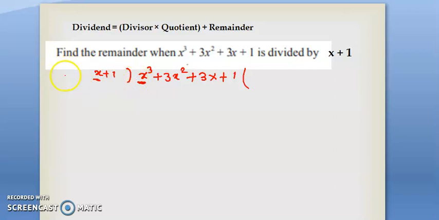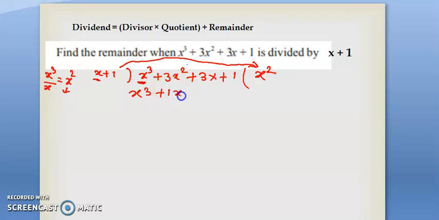The first term of the dividend is x cube divided by the divisor x, the answer is x square. This is our quotient, so I will write here x square. Now x into x square will be x cube. Now we multiply 1 with this, so 1 into x square is 1x square, so I will write it just below the x square coefficient. When we perform division on actual numbers, we subtract, right? So we'll subtract it, this and this get cancelled. 3 minus 1 will be 2x square, then 3x, then plus 1.